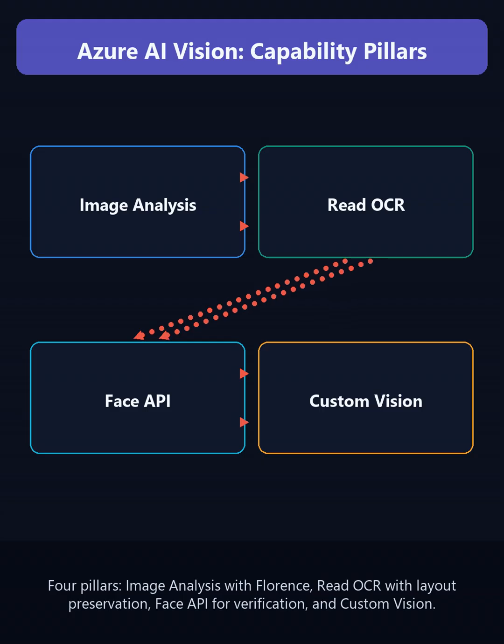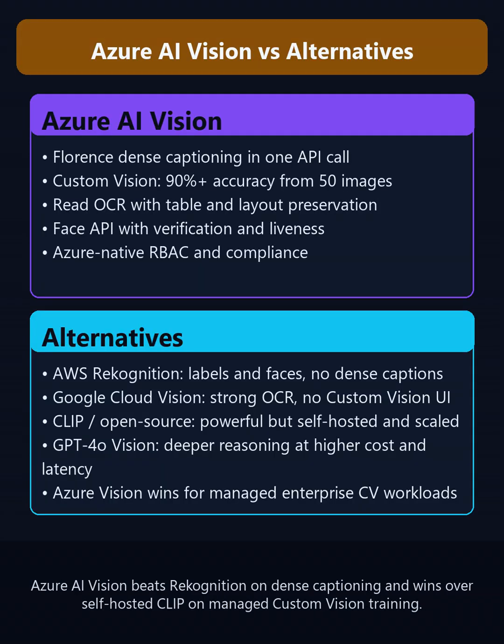How does Azure AI Vision compare? AWS Rekognition covers labels and faces, but lacks dense captioning and the Florence foundation model depth. Google Cloud Vision is strong on OCR and landmark detection, but offers no custom vision training UI. Hugging Face and open source CLIP models are powerful but require you to host, scale, and fine-tune everything yourself. Azure AI Vision wins on the combination of Florence-based dense captioning, Custom Vision no-code training, and native Azure compliance.